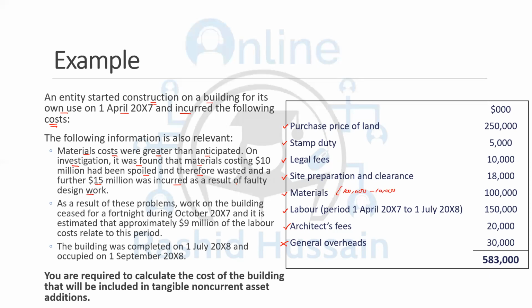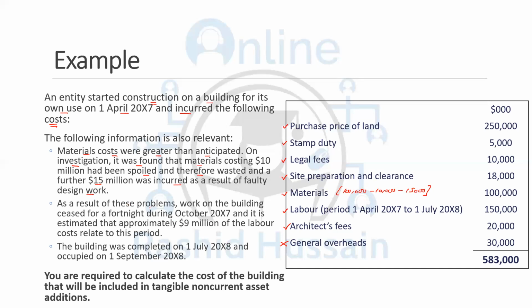And a further 15 million was incurred as a result of the faulty design work. So the additional 15 million was incurred due to the faulty design work. Now it's your own mistake, so this should not be capitalized as well. So you're going to deduct this 15,000 as well. Now 100,000 minus 25,000, the rest is going to be capitalized. So you are not going to capitalize the material which has been spoiled, and you are not going to capitalize the material which was incurred as a result of the faulty design work, because it was your own mistake. So if you keep on making mistakes, you cannot capitalize all those mistakes and errors and operating losses.